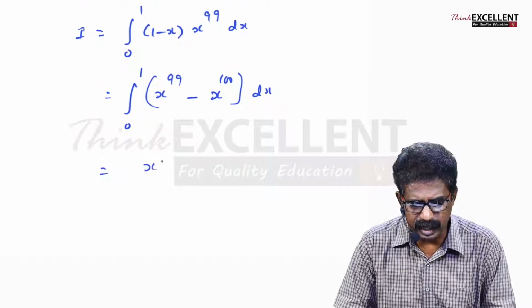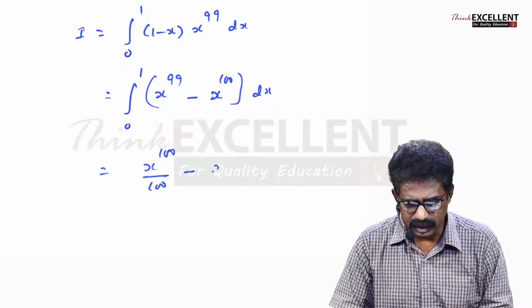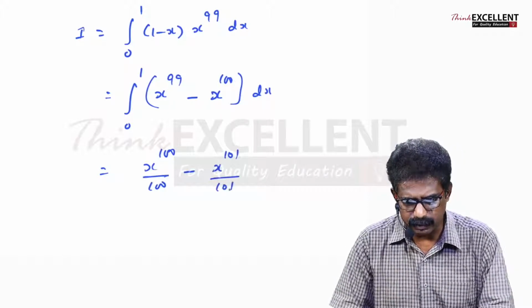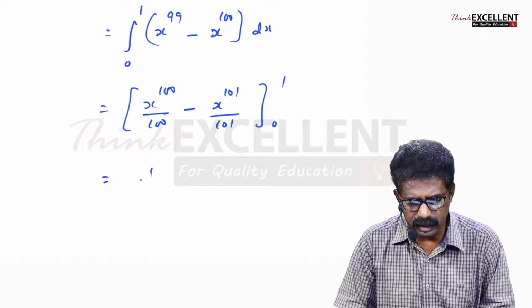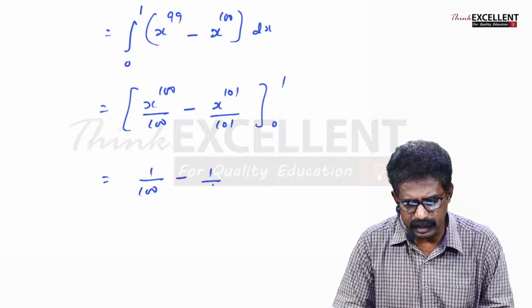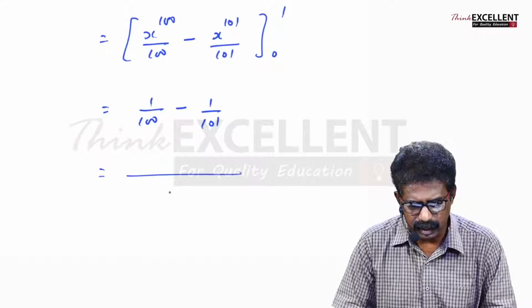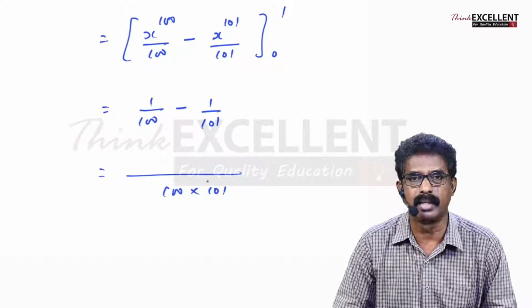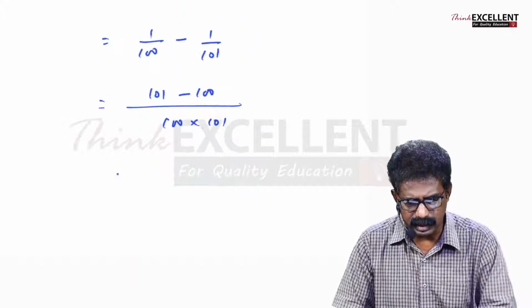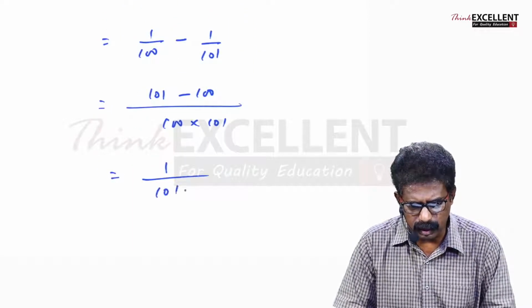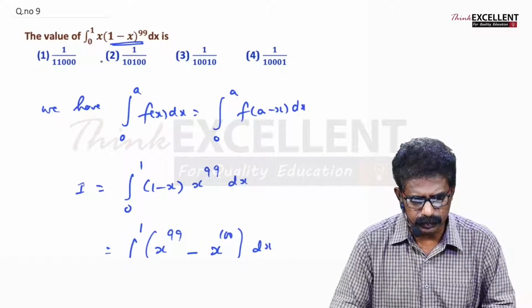x raised to 99 integrates to x raised to 100 by 100, minus x raised to 100 integrates to x raised to 101 by 101. Limit 0 to 1. First you give the upper limit 1. 1 raised to any number is 1. 1 by 100 minus 1 by 101. When you give 0, both the terms become 0. Take LCM, 100 into 101. So this 101 comes here, minus 100. So your answer is 1 by 10100, right? So this is your answer, option number 2.